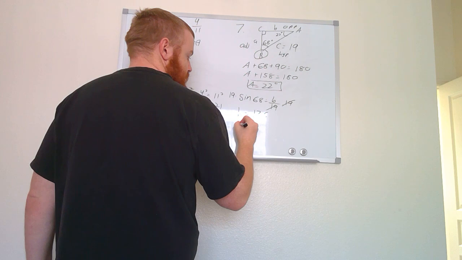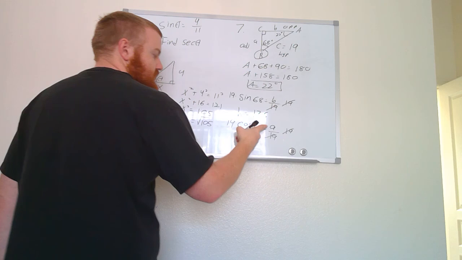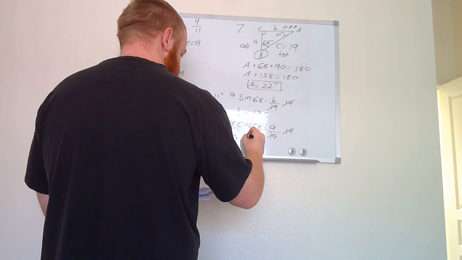So we'll set this up the same way. Cosine of 68 equals the adjacent, which is A, over the hypotenuse, which is 19. Multiply the 19 to the other side. So A is equal to 19 times the cosine of 68. So we get that side length A is equal to approximately 7.1.